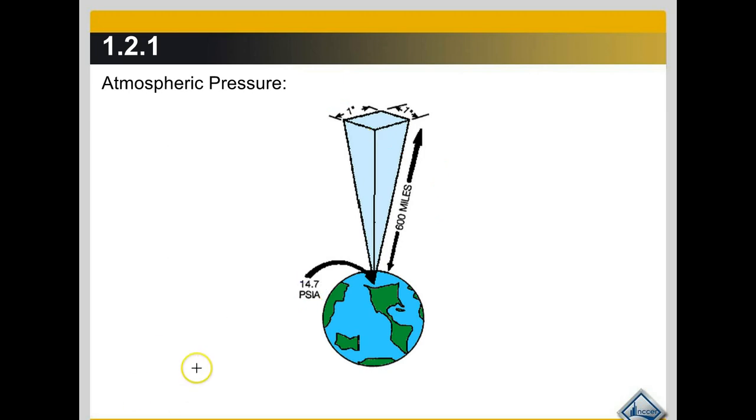So pressing down on us right now, if you were at sea level, it is almost 15 pounds of air pressing down on every square inch of your body. Now, if you're up in Denver at a mile high, then the amount of air pressure pressing down on you is a little bit less. So atmospheric pressure is equal to 14.7 pounds per square inch, and that presses down on every square inch of you and the earth and everything else that we have here. All right, so that is atmospheric pressure.